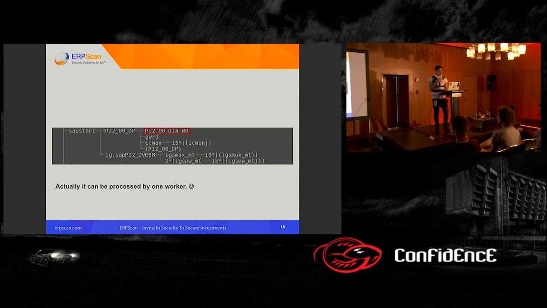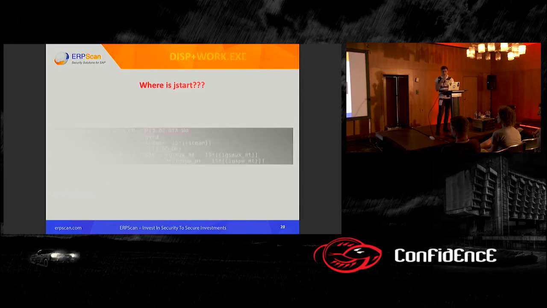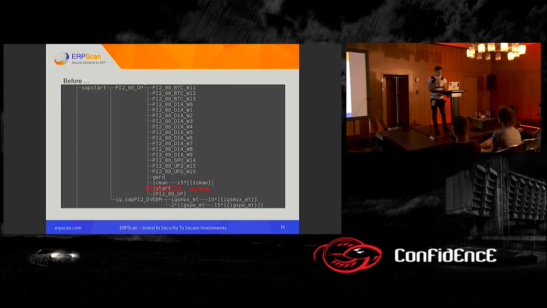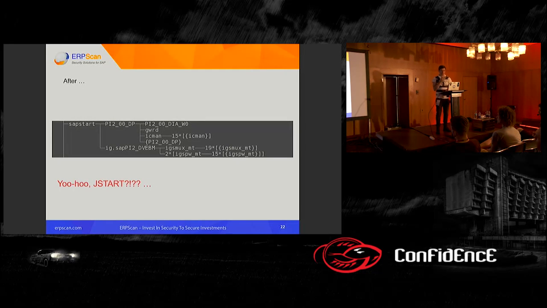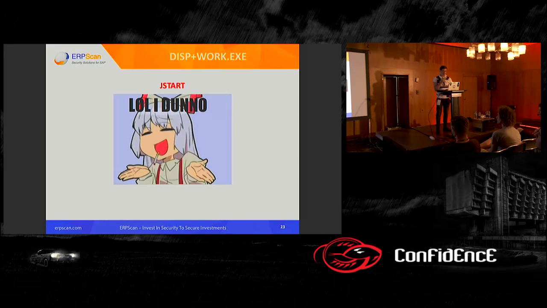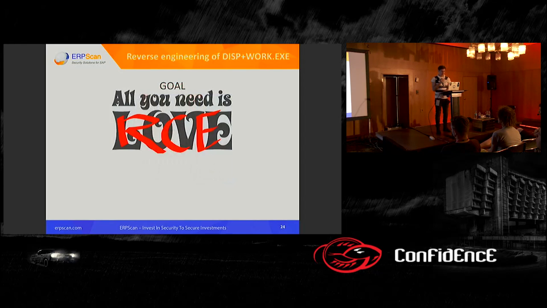Yeah, that's exactly what we need. But if you look closely at the process list, you will see one thing: we lose a GSTAR process. That's how the process list looked before we implemented our profile parameters. Everything is okay, GSTAR works fine. That's how the process list looks after implementing our profile parameters. We lose our GSTAR process. But we don't care, because our goal is this plus work, so we don't care about GSTAR.